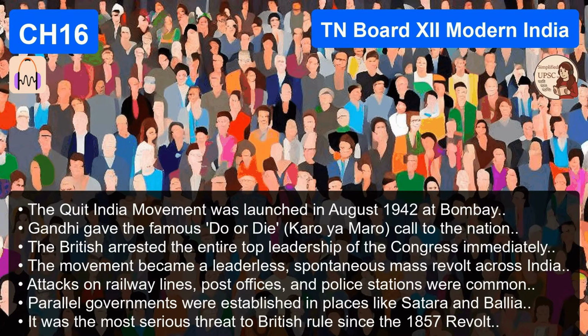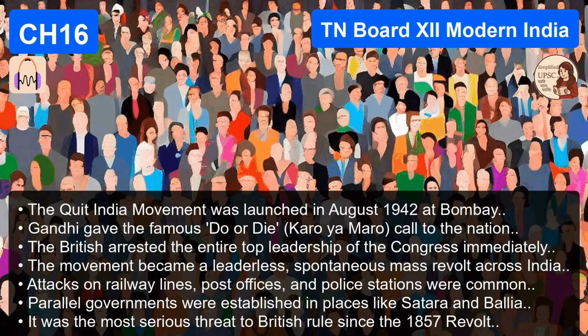And for the exam, the 2024 mains asked a very direct question. What were the events that led to the Quit India movement? Point out its results. So you have to mention the failure of the Cripps mission, the growing fear of a Japanese invasion, and also the severe economic distress and inflation caused by the war.